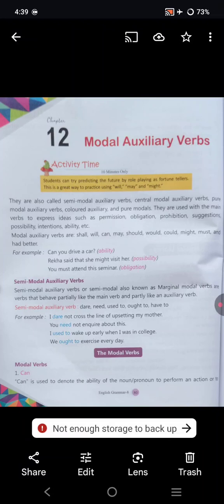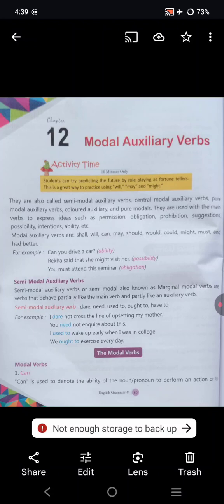Once again here with a new topic of grammar, modal auxiliary verbs. So first of all, what are modal auxiliary verbs? They are also called semi-modal auxiliary verbs, central modal auxiliary verbs, pure modal auxiliary verbs, and pure modals. They are used with the main verbs to express ideas such as permission, obligation, prohibition, suggestions, possibility, intentions, ability, etc. Modal auxiliary verbs are shall, will, can, may, should, would, could, might, must, and had better.